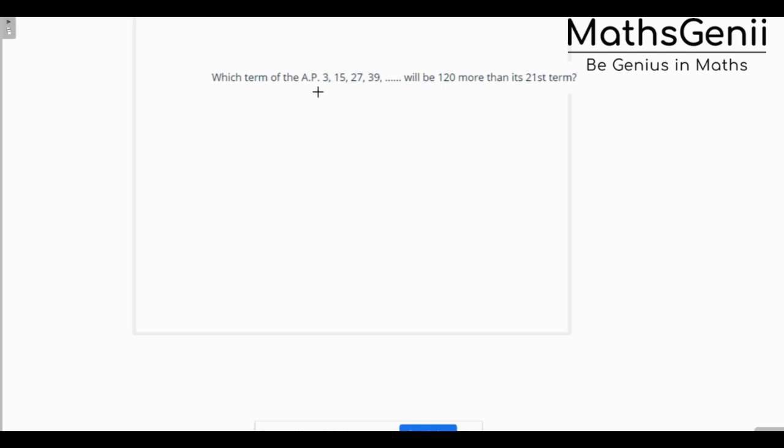Now look at this question. First term is what in this question? A. A is the first term. What is the first term? 3. Then the next thing I want to find is d. d is the difference. 15 minus 3 will give you d. 15 minus 3 is 12. If you do 27 minus 15 also you will get 12. 39 minus 27 also you will get 12. So it is the common difference. So you have A, you have d.